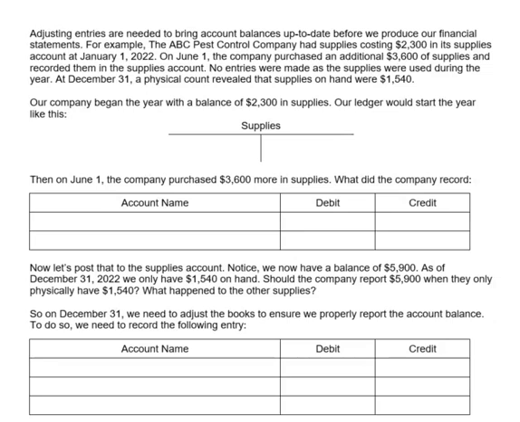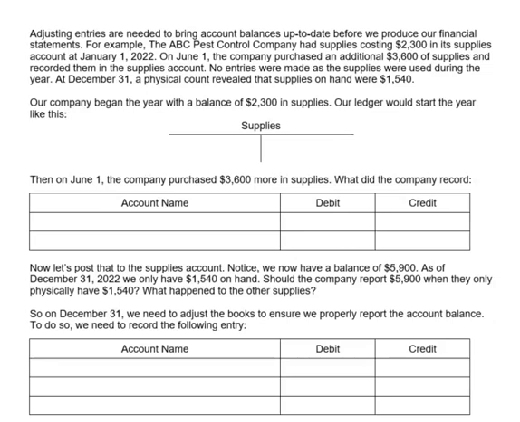So, in this example, APC Pest Control Company had supplies costing $2,300 in its supplies account on January 1st, 2022. So basically they brought those supplies forward from a prior year. On June 1st, the company purchased an additional $3,600 of supplies and recorded them in the supplies account. No entries were made as the supplies were used during the year.